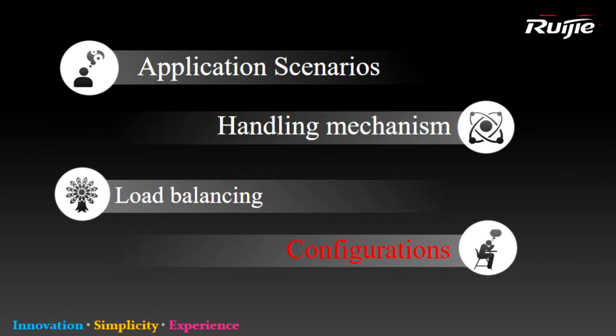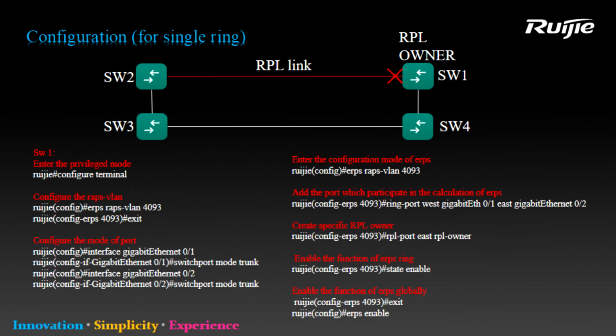Well, this part is our last part, configuration. First, let's know how to configure in a single ring. We need to enter the privileged mode and create an RAPS VLAN. I need to mention here, if the VLAN is configured for ERPS VLAN, it cannot be used for transmitting data. It can only be used by ERPS.